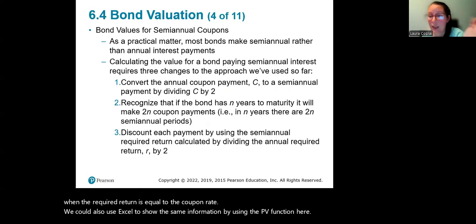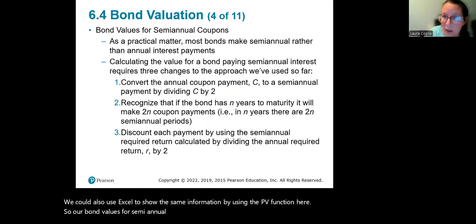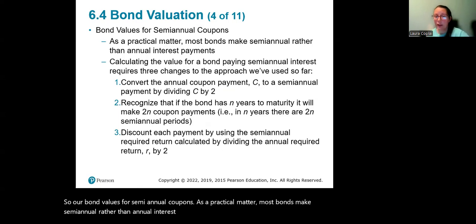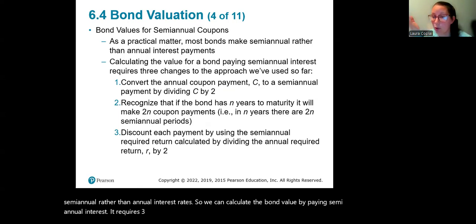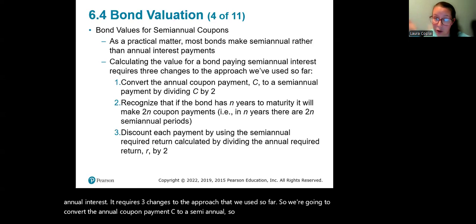So our bond values for semi-annual coupons. As a practical matter, most bonds make semi-annual rather than annual interest payments. So we can calculate the bond value with semi-annual interest. It requires 3 changes to the approach that we used so far. First, we're going to convert the annual coupon payment C to a semi-annual one, so C divided by 2.